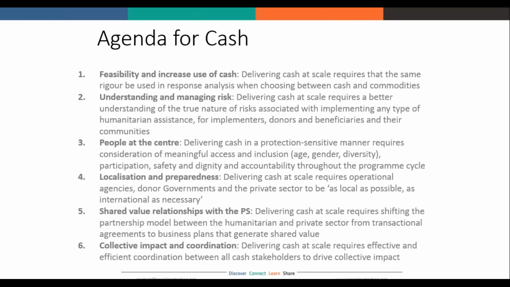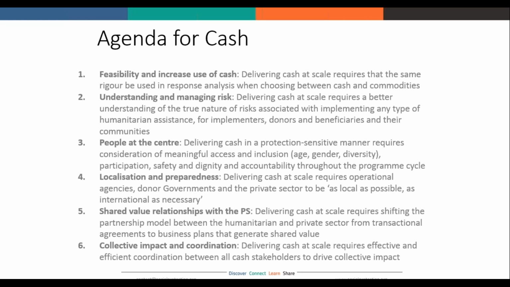So this is not a document that has been created in consultation with implementers. It is a document created by implementers themselves. So the vision of the future that the Agenda for Cash presents is very well grounded in reality.